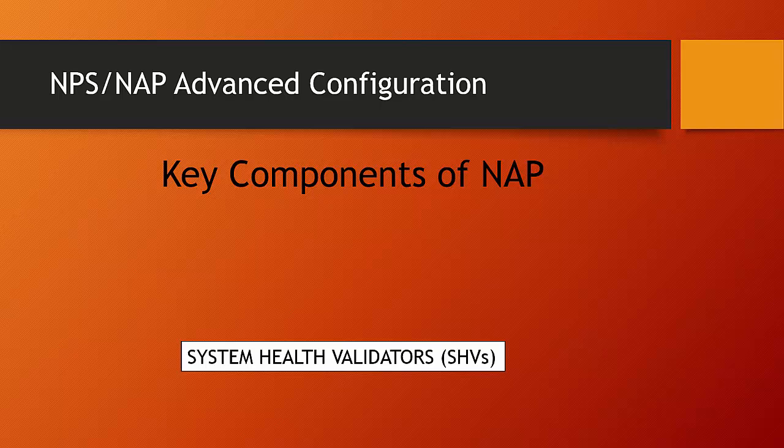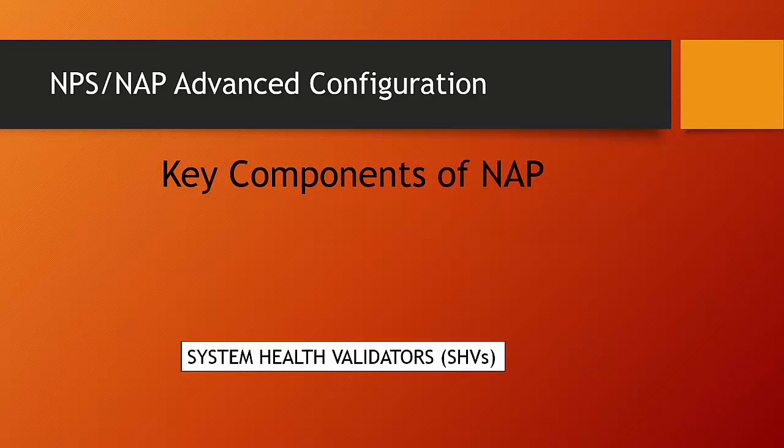We're going to start off by configuring System Health Validators, or SHVs. Think of SHVs as being little programs that control what you want to check. They're lists of settings that identify whether you want to make sure that the antivirus is turned on, that the antivirus is up to date, that anti-spyware is up to date, and you use these to detail what types of checks you want to perform against, in our case, the VPN clients trying to connect in.